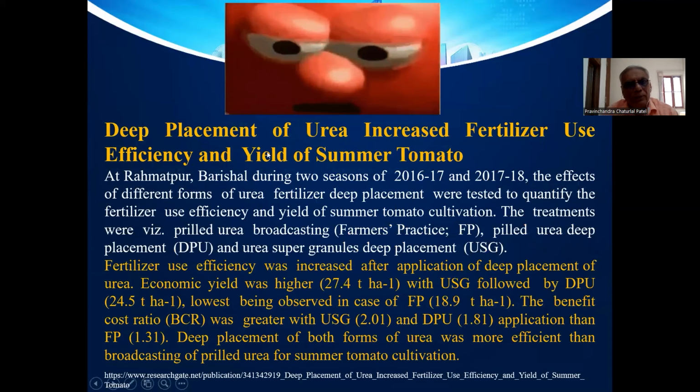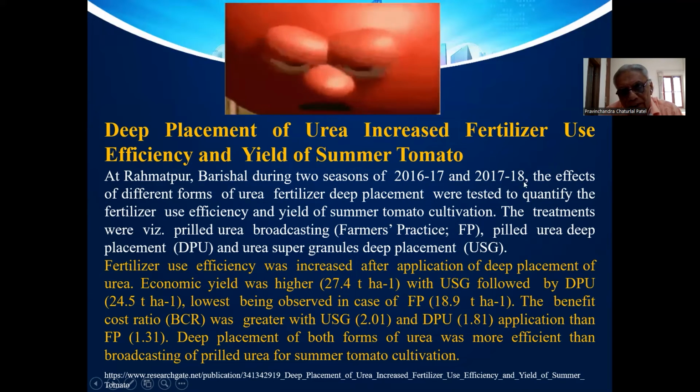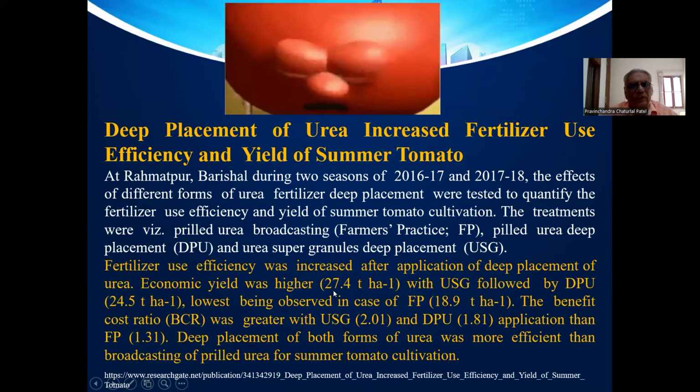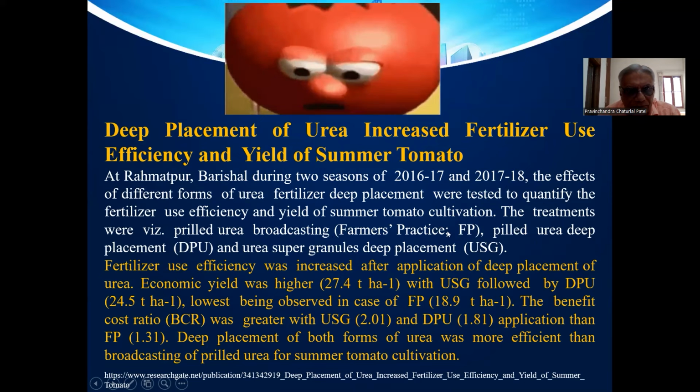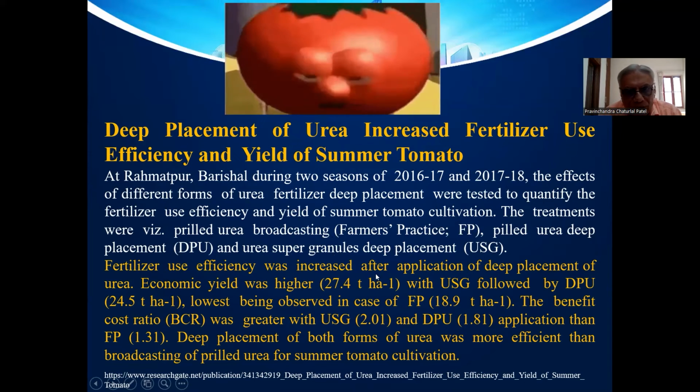So deep placement of urea increased fertilizer use efficiency and yield of summer tomato. At Rahmatpur, Barisal, during two seasons of 2016-17 and 2017-18, the effect of different forms of urea fertilizer deep placement was tested to quantify the fertilizer use efficiency and yield of summer tomato cultivation. The treatments were prilled urea broadcasting as farmer practice, prilled urea deep placement, and urea supergranule deep placement. So fertilizer use efficiency was increased after application of deep placement urea.